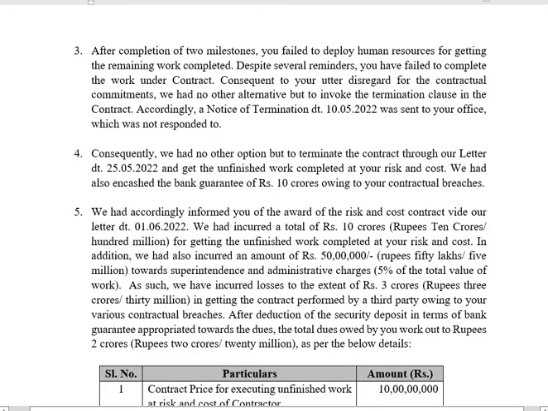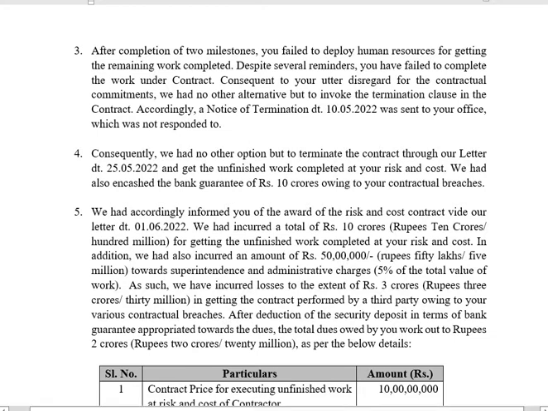The third part of the notice talks about the contractual breaches. So the first part spoke about the contract, its formation and its relevant clauses. The second part dealt with the manner of performance of the contract, the milestones completed and the payments made, and the third part deals with the contractual breaches.